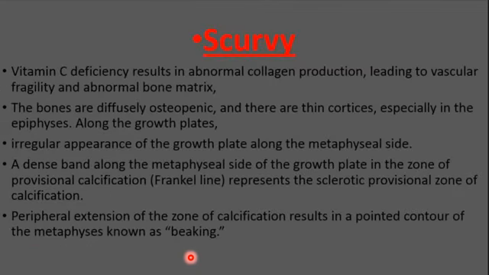The last topic is scurvy. Scurvy is a vitamin C deficiency, resulting in abnormal collagen production, leading to vascular fragility and abnormal bone matrix. The bones are diffusely osteopenic, with thin cortices, especially in the epiphysis along the growth plate. There is irregular appearance of the growth plate on the metaphyseal side. A dense band along the metaphyseal side of the growth plate, called Frankel line, in the zone of provisional calcification, represents a sclerotic provisional zone of calcification.